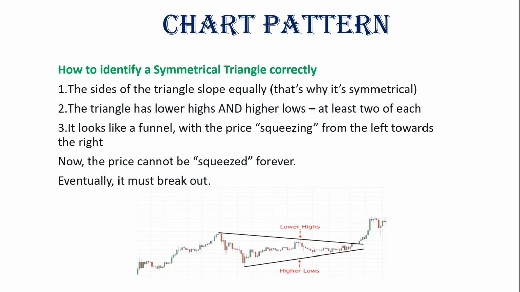The sides of the triangle slope equally. That's why it is called symmetrical. The triangle has lower highs and higher lows, at least two of each. It looks like a funnel. When you see that, it looks like a funnel, that is, price is getting squeezed from the left towards the right.